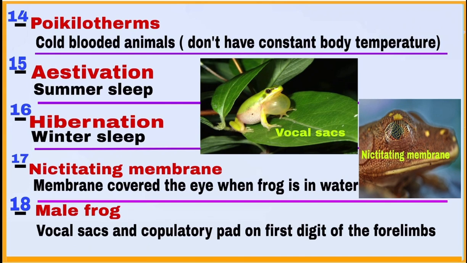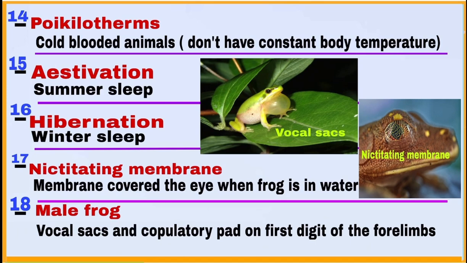Cold-blooded animals like frogs are called poikilotherms. Frogs go deep in burrows during summer and winters. In summer, it is called summer sleep or estivation, and in winter, it is called winter sleep or hibernation.